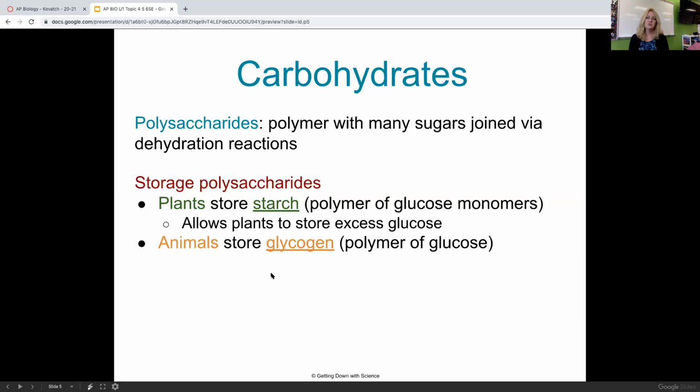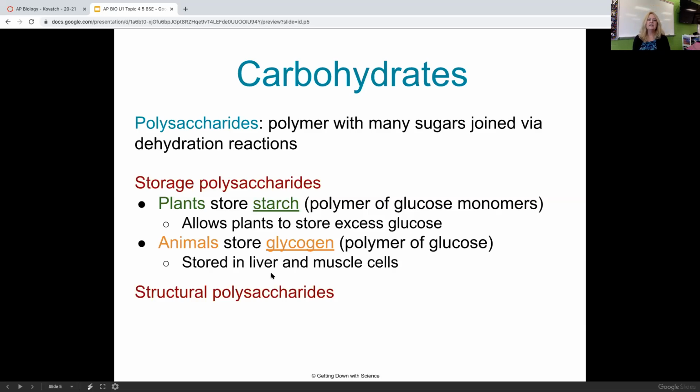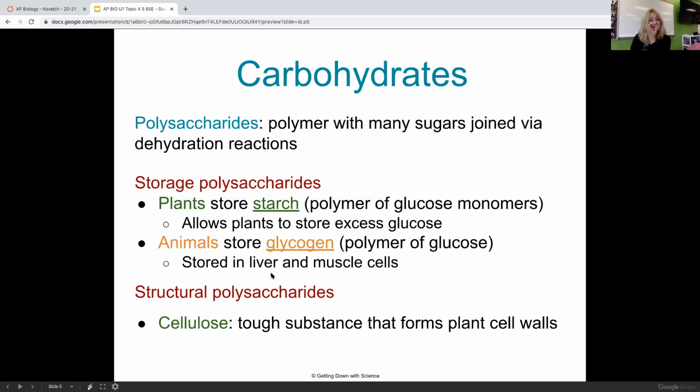Now, animals don't store excess glucose in starch molecules. We don't have starch molecules as animals. So what do animals do? Animals store extra glucose in the form of glycogen. So starch in plants, glycogen in animals. We can find glycogen in liver and muscle cells. That's where we store our glycogen. And glycogen can be broken down when you need more sugar, and it's broken down to release the energy and to release those glucose molecules.